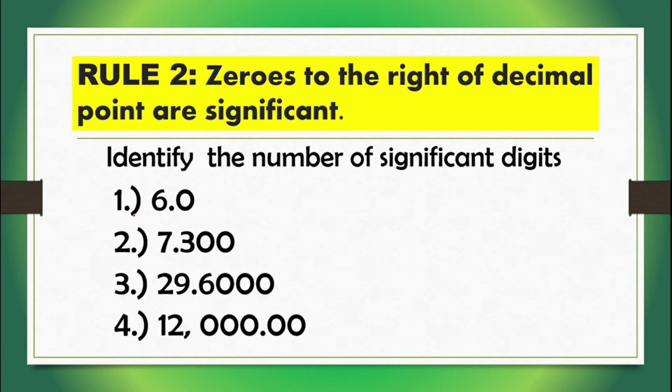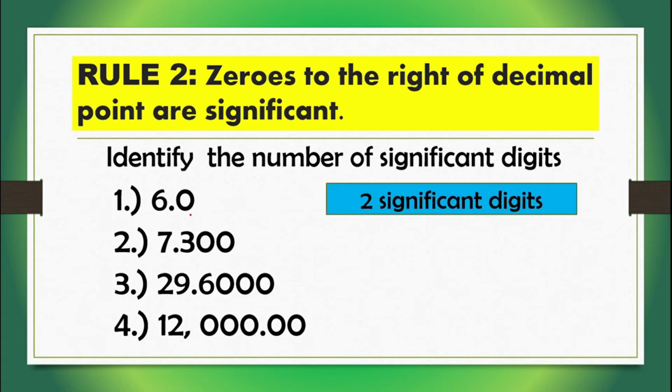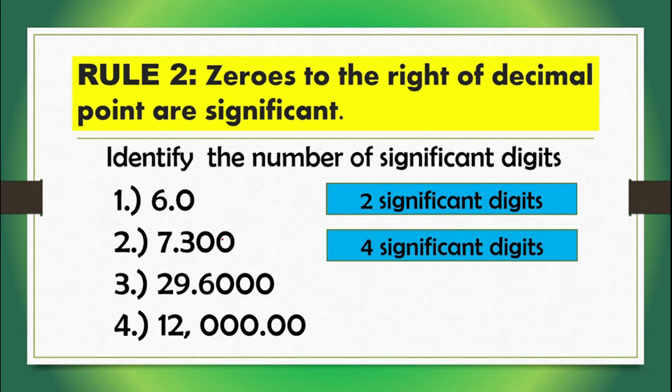For example, in number 1, 6.0, there is 0. However, since this is on the right side of the decimal point, then it is significant. So if we count them, we will have 1, 2 significant digits. For number 2, we have here 2 zeros, but since these zeros are on the right side of the decimal point, then these are significant too. And if we count them, we will have 1, 2, 3, 4 significant digits.